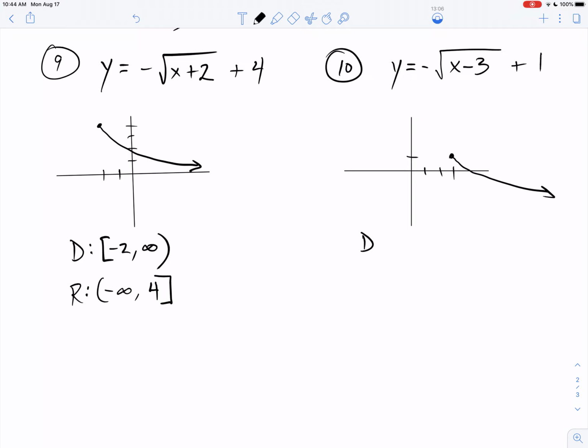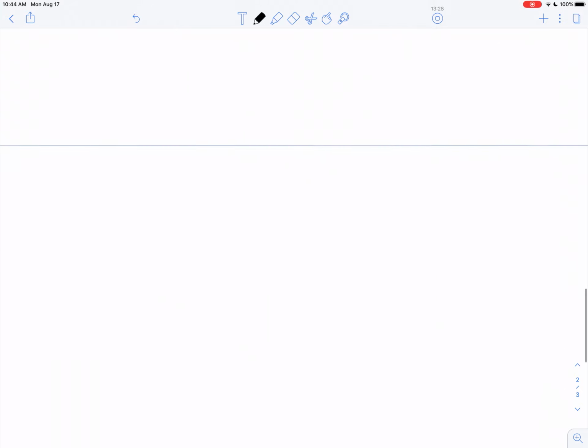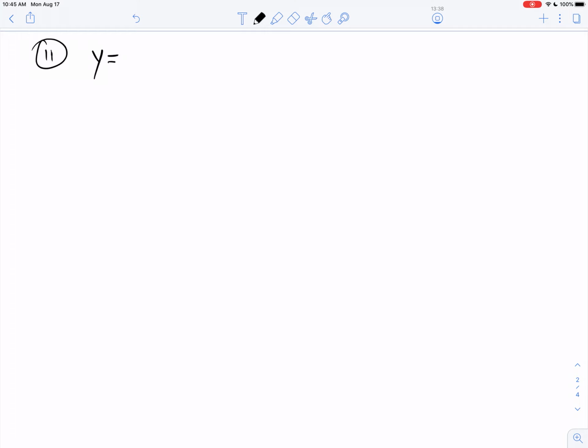Let's talk about the domain on this one. It's at 3. 3 is included. That dot is filled in, and it goes to the right forever. Will it ever go to the left? Yes, but not on lesson 1. Here we go. Range. This thing goes down. So negative infinity, the highest value it reaches is 1 bracket. Let's go on. If you need to, remember, pause it, rewatch it. You rewind what helps you out. That's what matters.